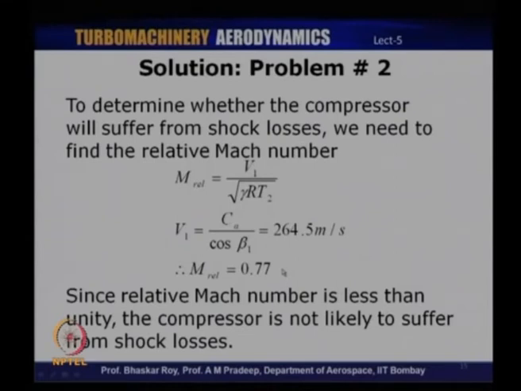Now, here we get the relative Mach number, which is less than 1. So, what it means is that since the relative Mach number is less than 1, the flow is not likely to suffer from shock losses for this particular speed.